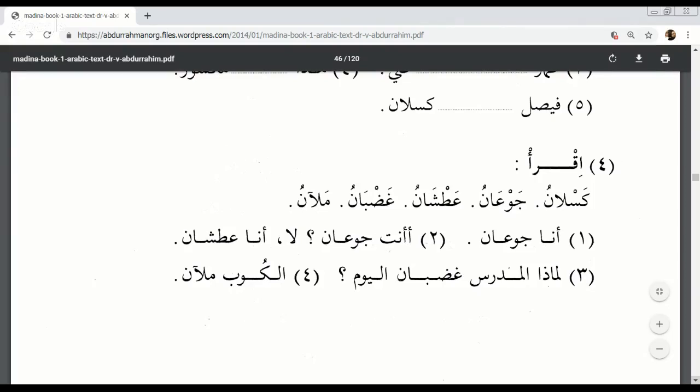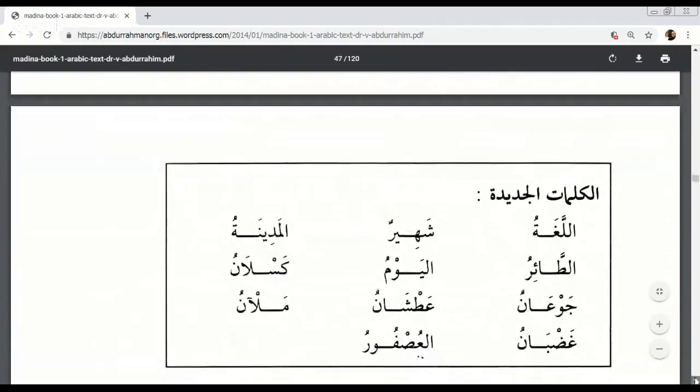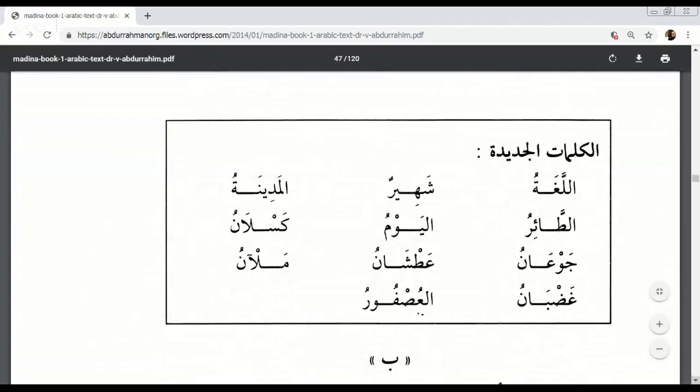Okay. Then the next page, on page 50, we have al-kalimatul jadida. So the new words. So we have al-lughatu, the language, shahirun, famous, al-madinatu, the city, al-ta'iru, the bird, al-yawmu, today, kaslanu, lazy, jaw'anu, hungry, atshanu, thirsty, mal'anu, full, ghadbanu, angry, and al-usfuru, the sparrow.